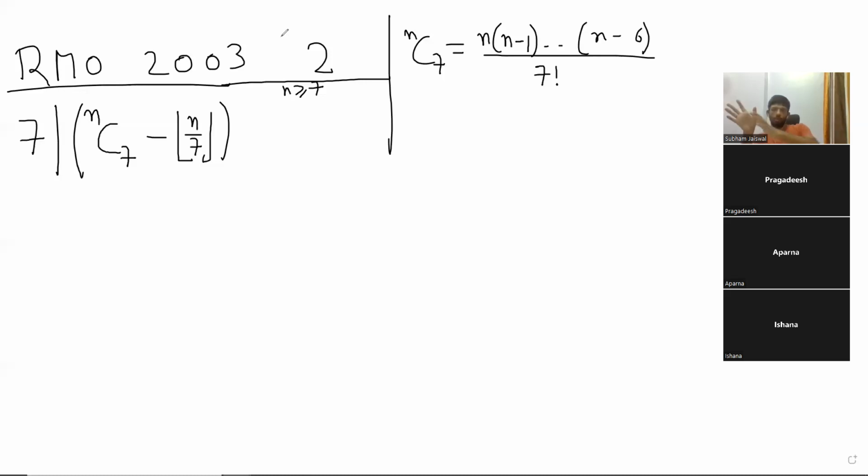Don't get into why n choose 7 is an integer. Let's assume that. It's not difficult to prove, but maybe we can discuss this after. I'm just wondering, does it have to do with the number 7 or is it true with any prime?